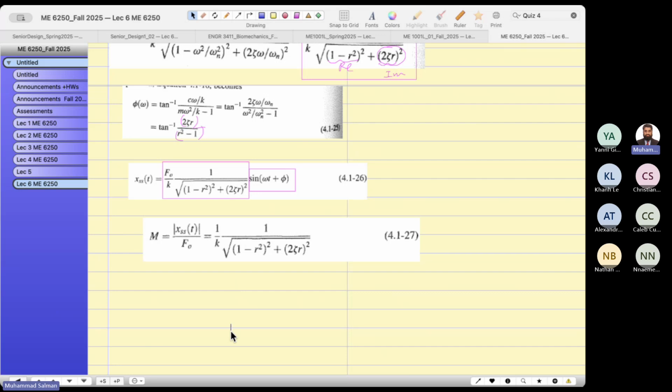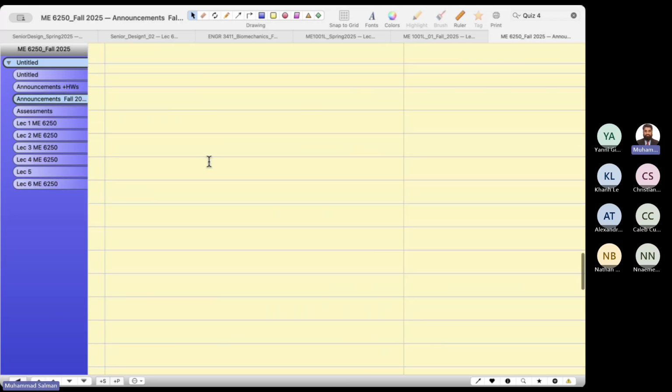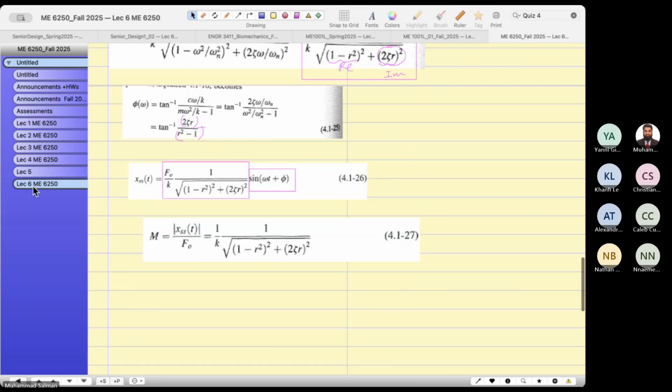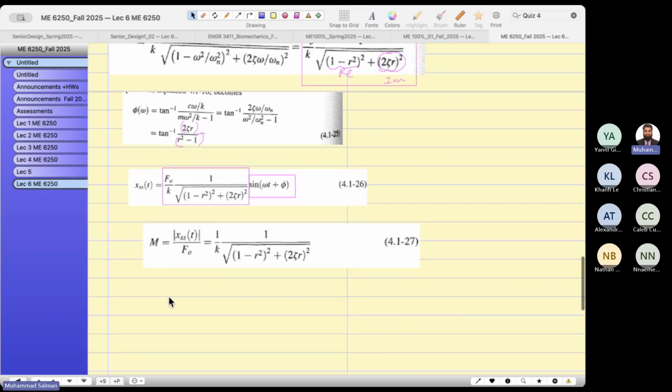What I did over here was just rearrange the same thing. F naught goes over here, and when you cross multiply F naught to the other side of the equation, you are left with 1 over k, this term. This is the magnitude ratio.